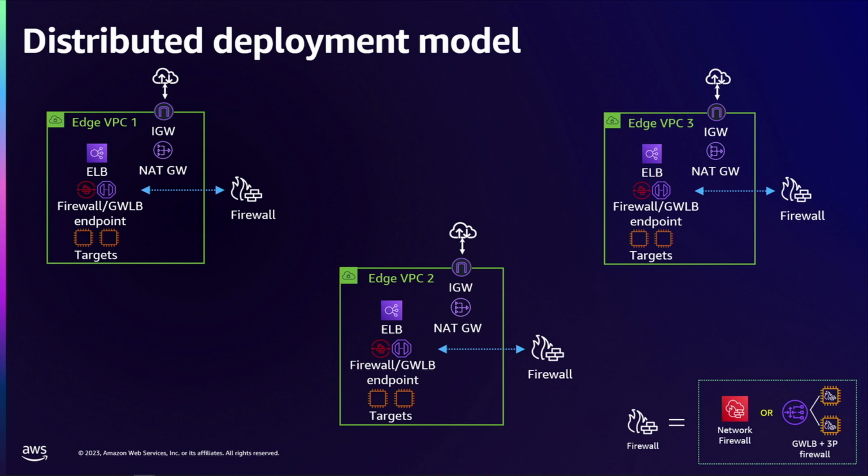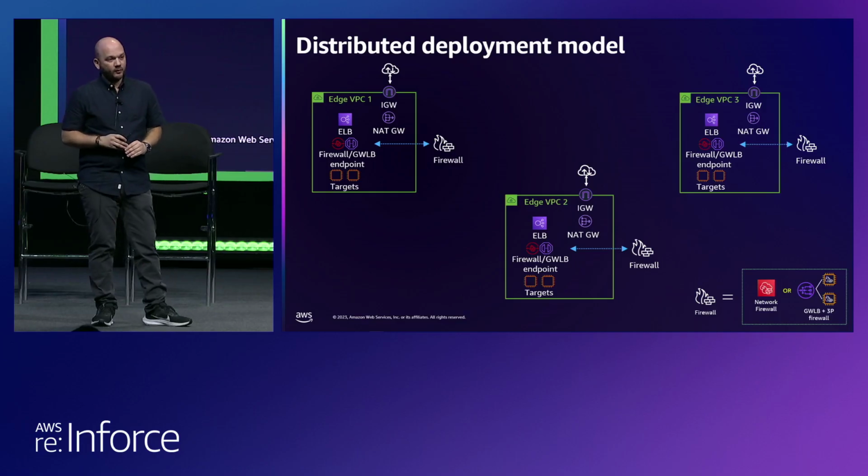And just for reference, in all the slides, you can apply the same thing either with Gateway Load Balancer and appliances from our partner network, or you can use our managed Network Firewall. So it's the same deployment. But when we talk about topologies with networking, you can have a distributed deployment model where you have different VPCs, and each VPC will have its own WAF, its own firewall.